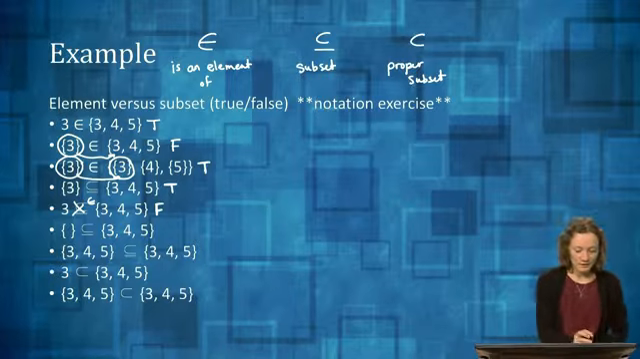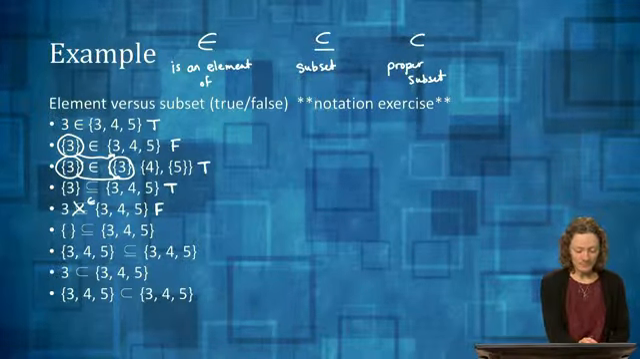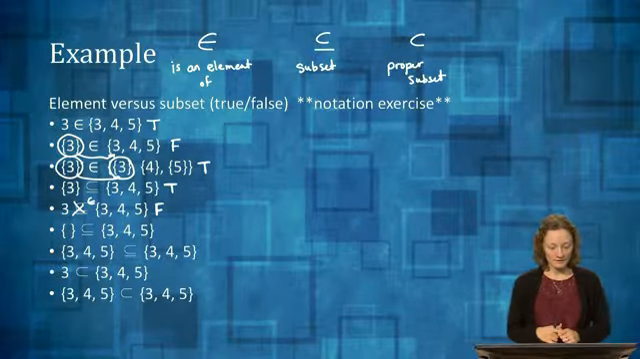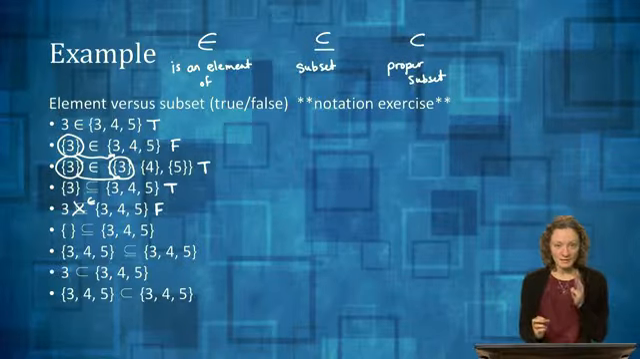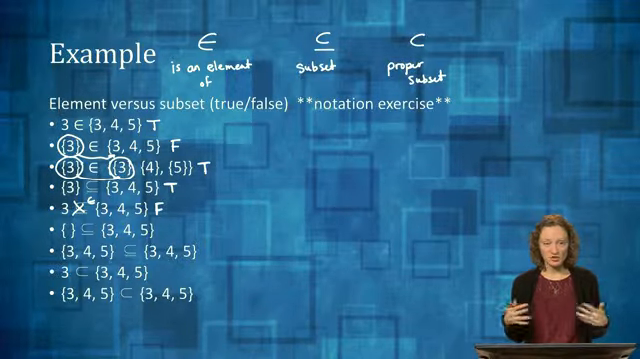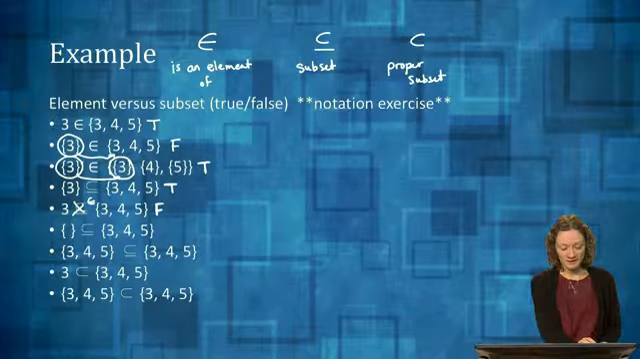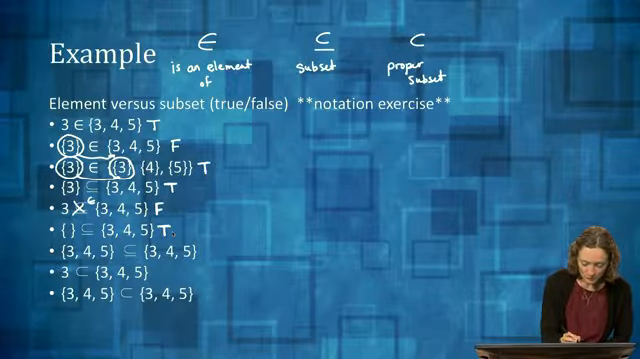Okay, the next one, the empty set or null set is a subset of the set containing 3, 4, 5. So is one way to take the items 3, 4, and 5 and distribute them to not hand out any of them? This is a little tricky. The answer is yes. So this is true.